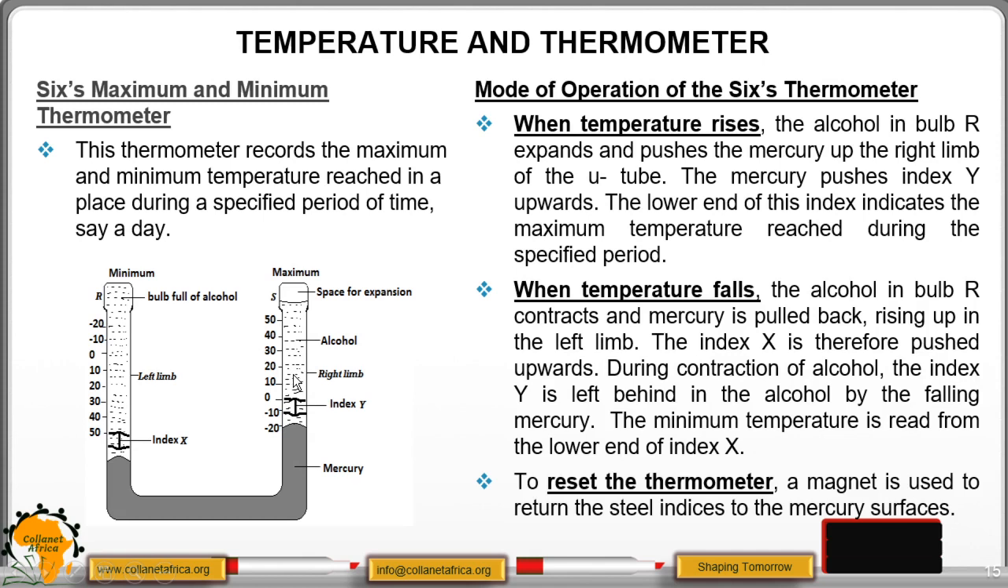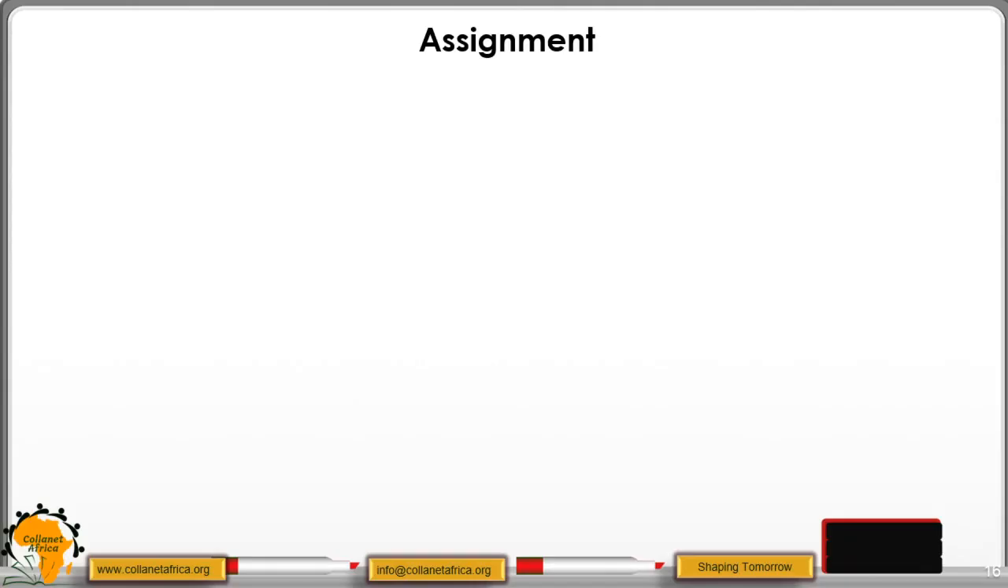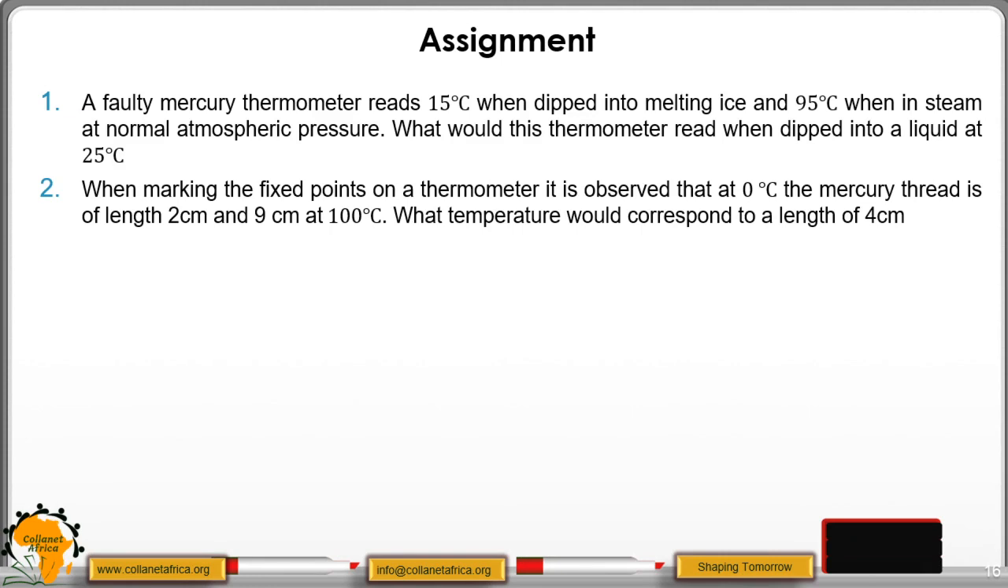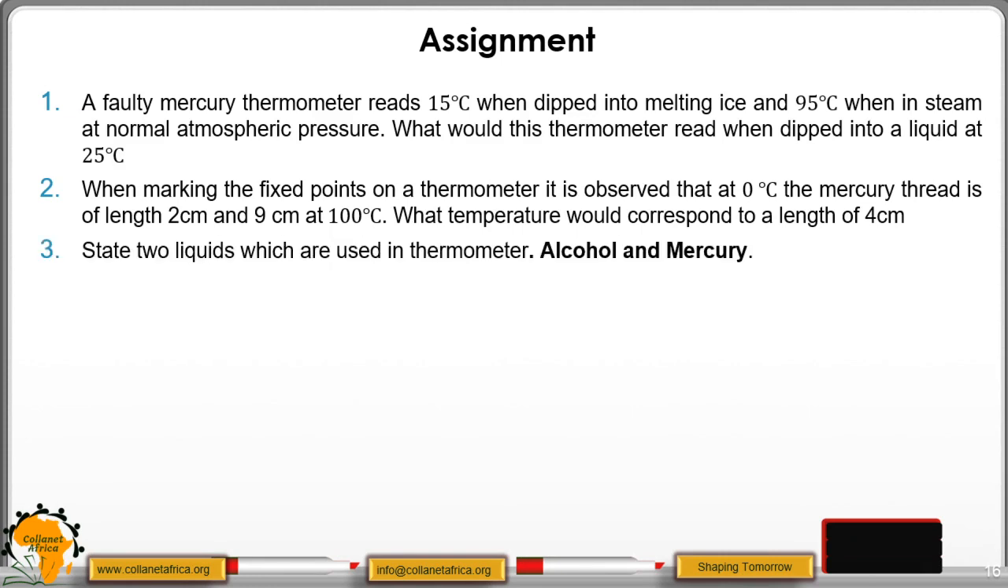So for you to use the thermometer again, you need to reset. And this is done by using a magnet so that it can return the steel indices to the original position. From there we have the assignments. If you look at the first one, it is calculation. The second one is calculation.